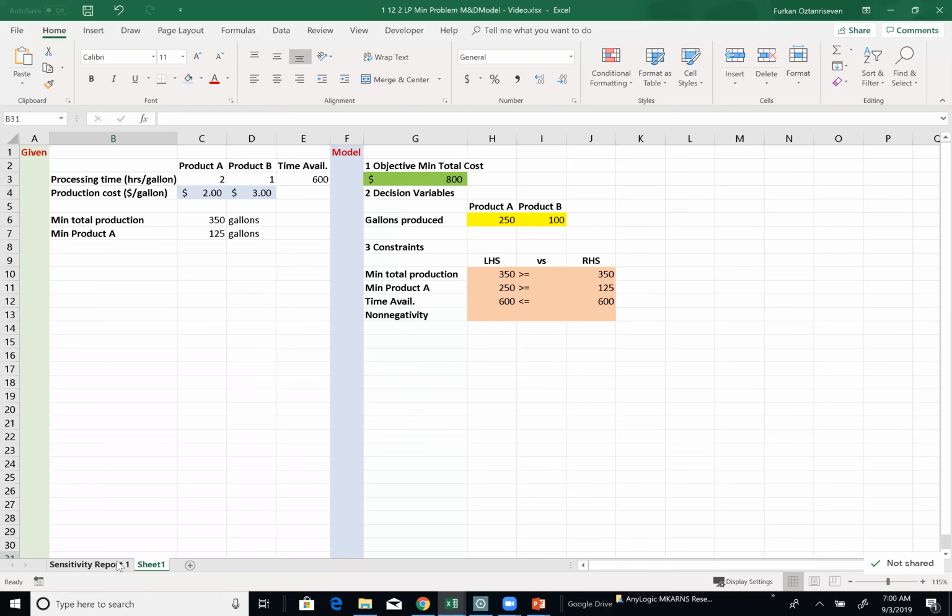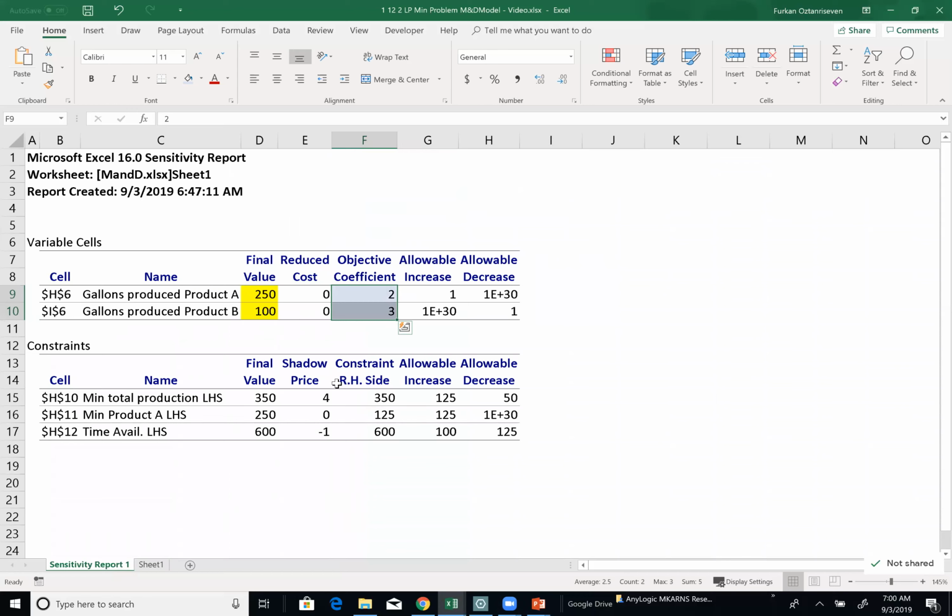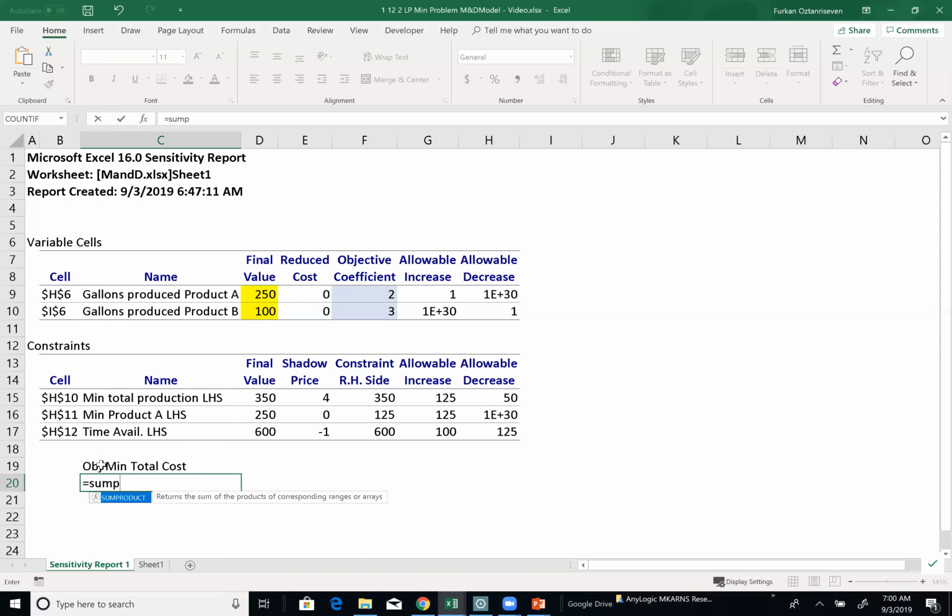All right. So in exam, I could just give you this report, and I could ask you to calculate the objective function, which is minimize total cost. How would you do that? All right, so I know my decision variables and I know the coefficients. So sum product I can use for coefficients, array number 1 and array number 2 is this. So multiply 2 times 250, 500, which is plus 3 times 100, which is 300. So 500 plus 300, it should give me 800. So if I do this, perfect.